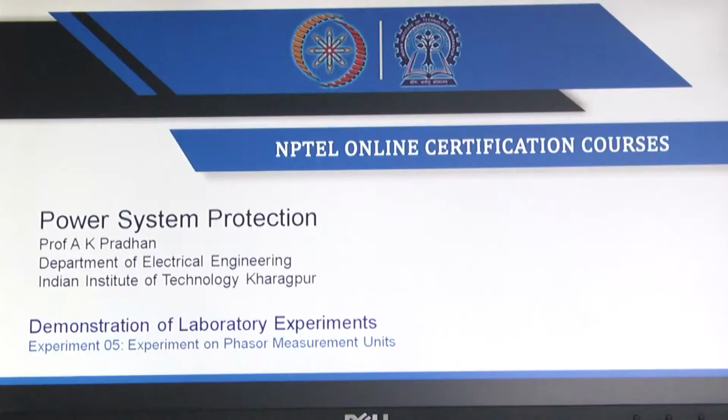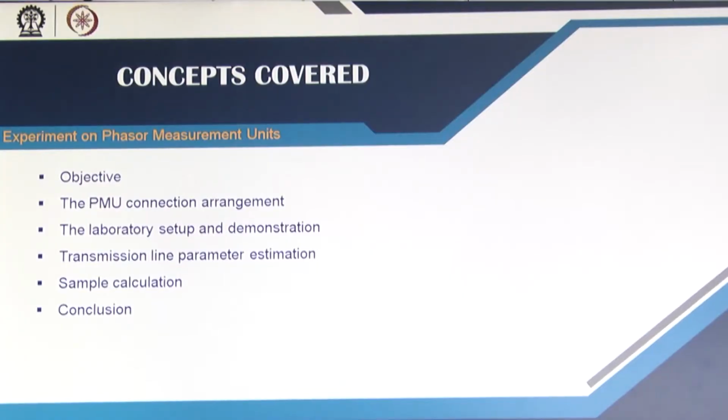So, particularly for this experiment we will show how two PMUs are being connected to two buses and how they provide the corresponding delta angle in real time and the corresponding voltages and currents, which are time stamped, providing us the synchrophasor data. For this we have the PMU connection arrangement, the laboratory setup and demonstration.